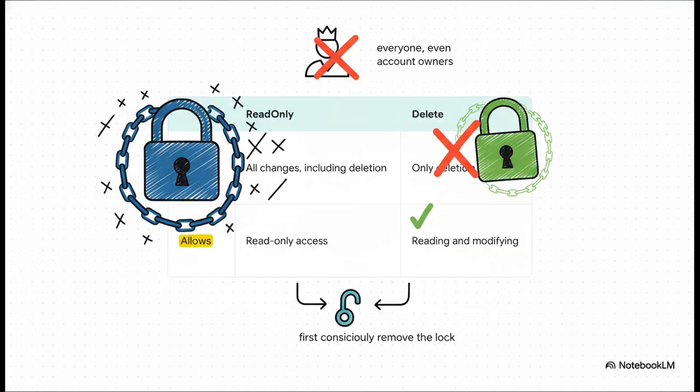For the exam, you absolutely positively must know the 2 types of locks. The delete lock is pretty straightforward. It stops anyone from deleting the resource. You can still read it and modify it, you just can't get rid of it. The read-only lock, though, is much stricter. It prevents any changes, and that includes deletion.